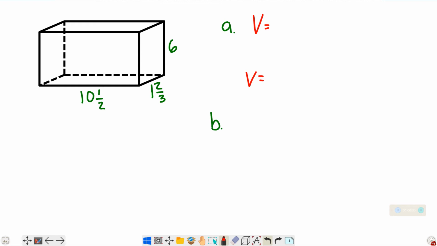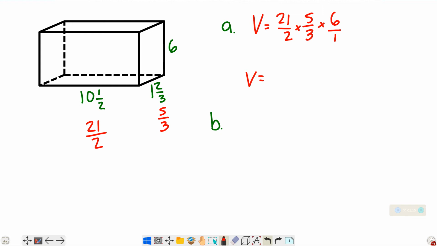But before we write it out, we should probably change these all to improper fractions because we're going to have to do it anyway. So 10 and a half. 10 times 2 is 20, plus 1 more makes 21, and we keep the denominator. 1 times 3 is 3, plus 2 more is 5, and keep the denominator. So we have 21 over 2 times 5 over 3 times 6, which we can put over 1.